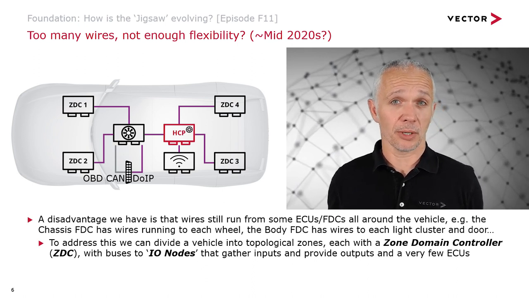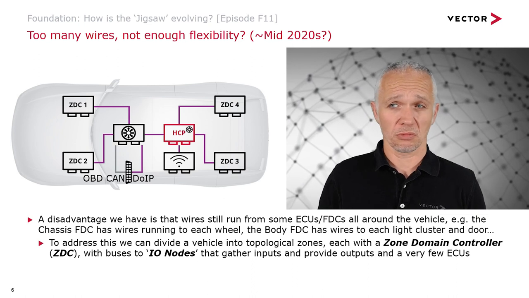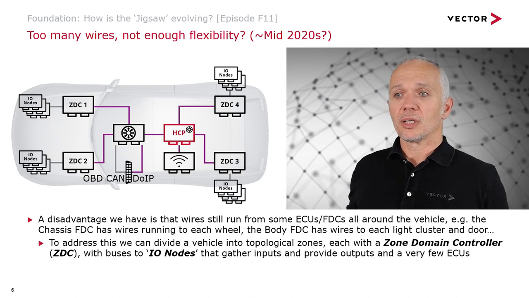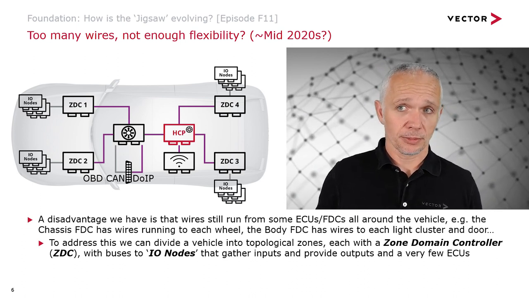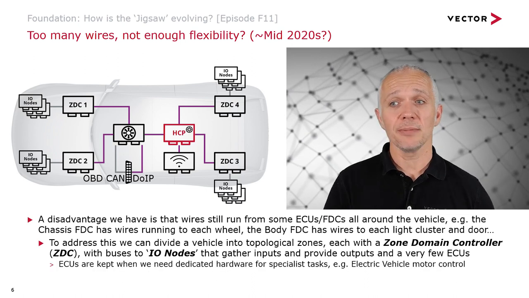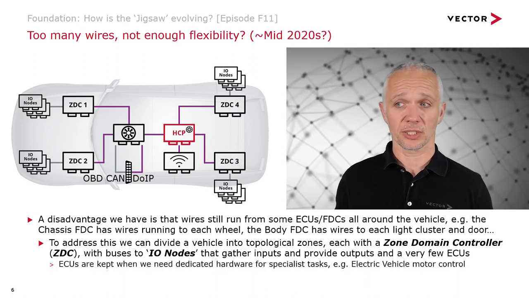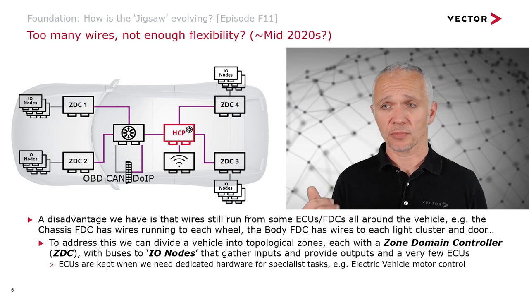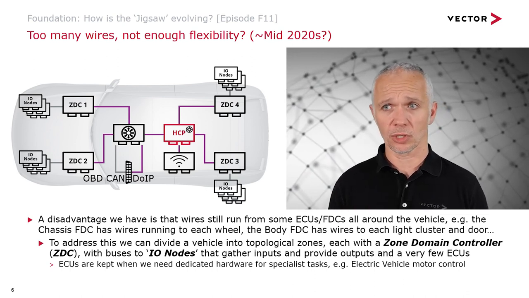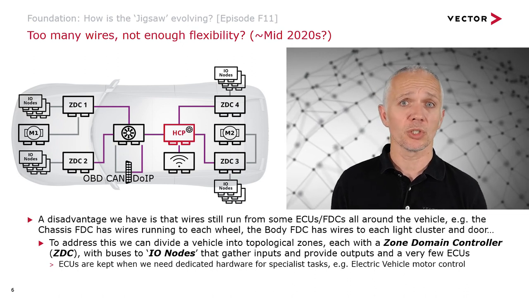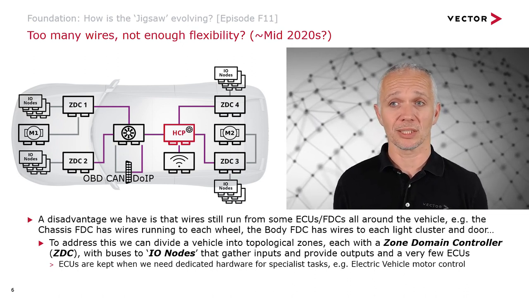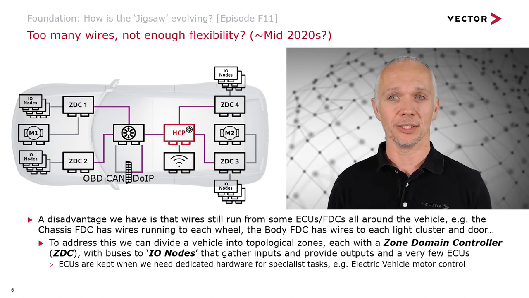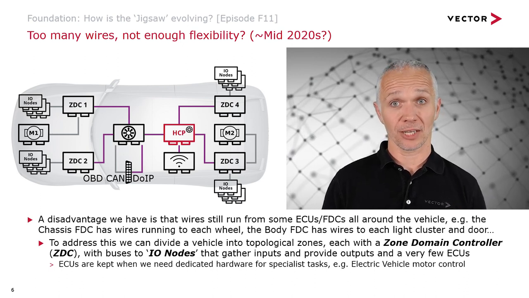So that part, the Ethernet backbone that we had with functional domain controllers, with zone domain controllers looks roughly similar. We then, though, have I/O nodes that are gathering our inputs and providing outputs, and just a very few ECUs. And we just keep ECUs when we need dedicated hardware for a specialist task, such as electric vehicle motor control, or maybe image recognition in a camera, radar, LiDAR, these kinds of things for autonomy systems. So for example, we may have motor controllers in the front and the back, or maybe more realistically, one in each corner for each wheel for our electric vehicle, which we are now in the process of looking at. So we have an electric vehicle.